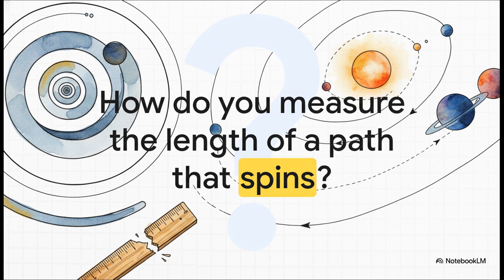Imagine you're trying to trace the edge of a perfect spiral galaxy or map out a planet's orbit. You can't just lay down a ruler, right? So how do you actually calculate the length of a path that's defined by its angle and its distance from a single point? Well, that's exactly the puzzle we're going to solve today.